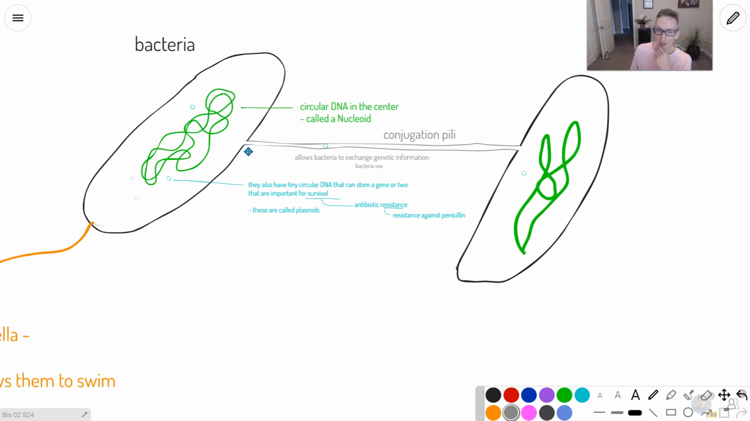You know, help them survive. So they'll have very important genes on these little plasmids. And they can exchange this genetic material through these conjugation pili.